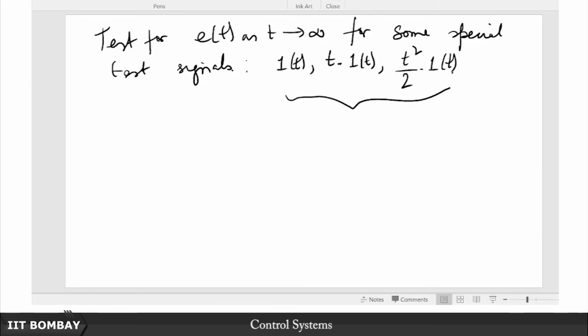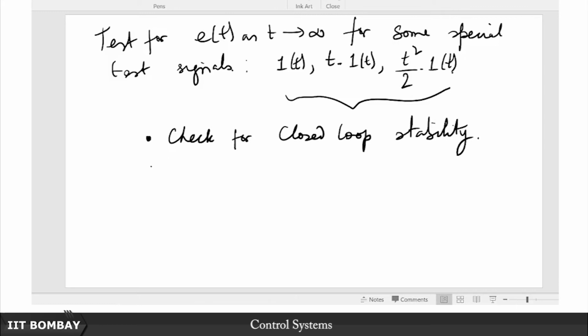So remember, if I may summarize this for you, first, before endeavoring on any of these missions, always check for closed loop stability. Always check for closed loop stability. Unless you check for closed loop stability, none of this study will make any sense.